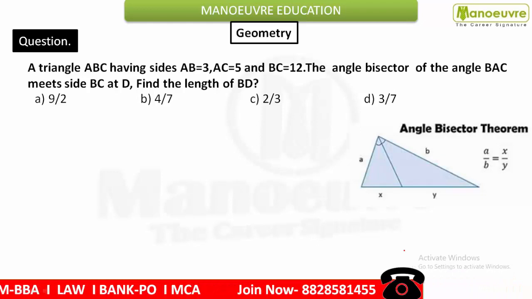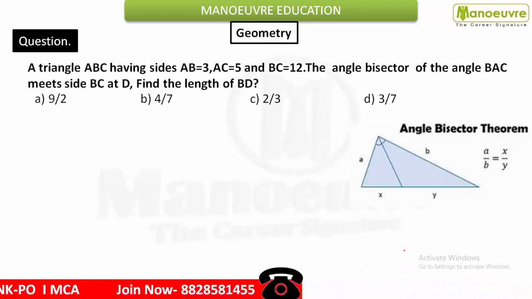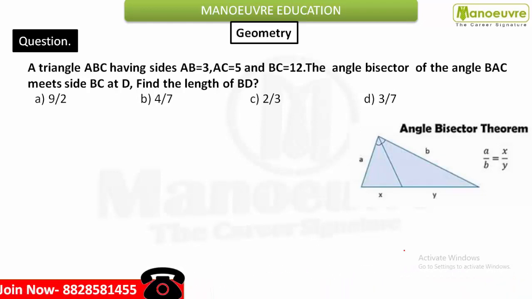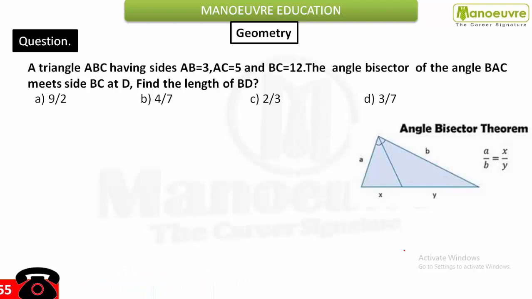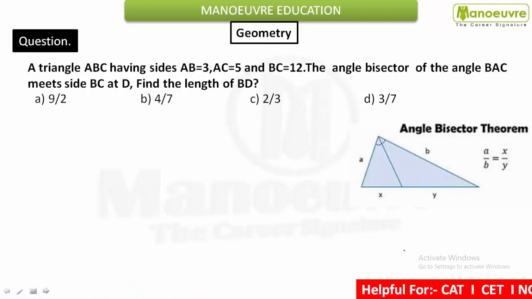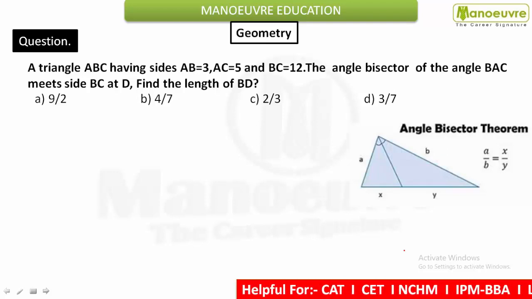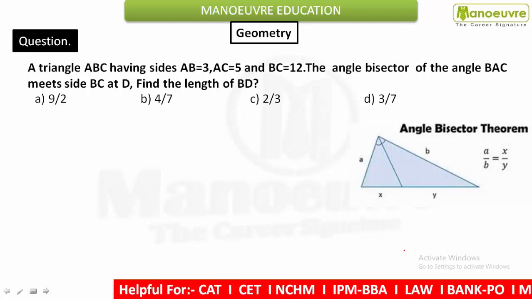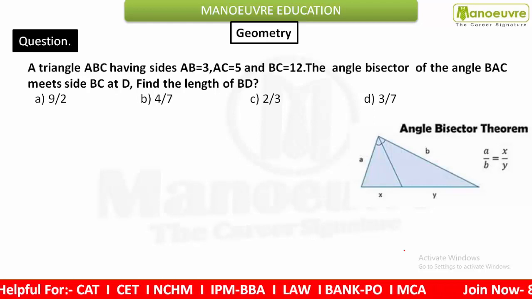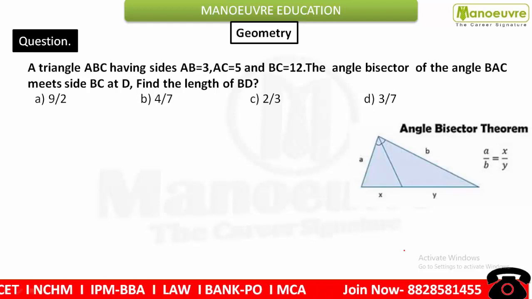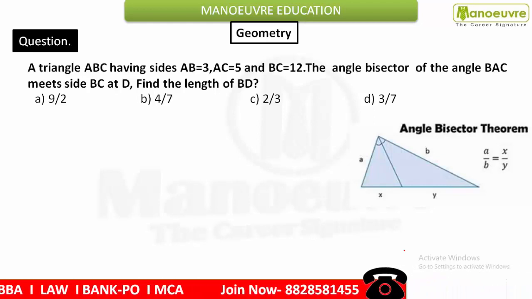First of all, the question says a triangle ABC having sides AB 3, AC 5, BC 12. The angle bisector of the angle BAC meets side BC at D. Find the length of BD. So this is what our question is.